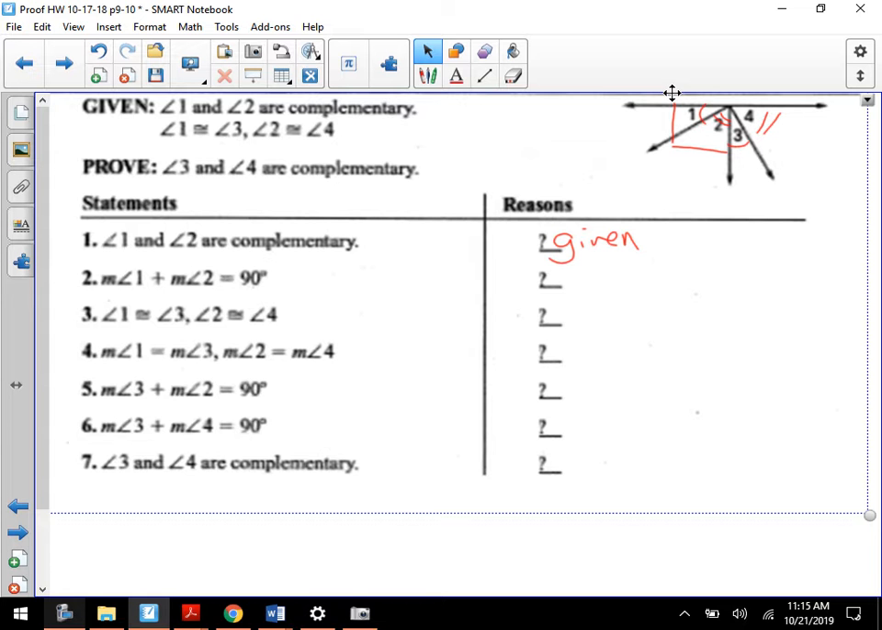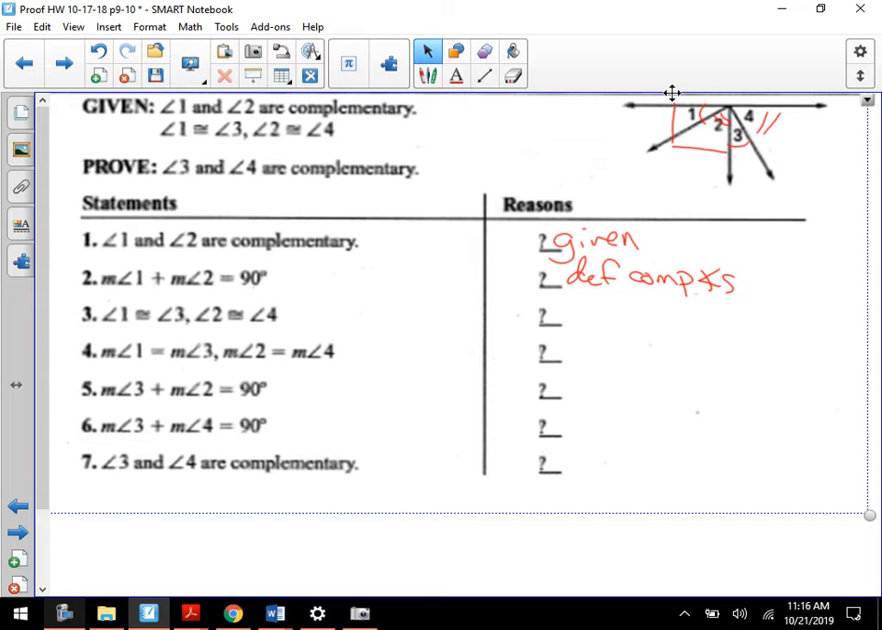Why does angle 1 plus angle 2 equal 90? Definition of complementary. Very good. All right. So far, so good. Wait, what about definition of right angle? No, because you're given complementary. You always use what you're given. If they said, like, angle A is a right angle, then you could say angle A equals 90 for definition of right angle. But in this case, they're giving you complementary, so you utilize it.